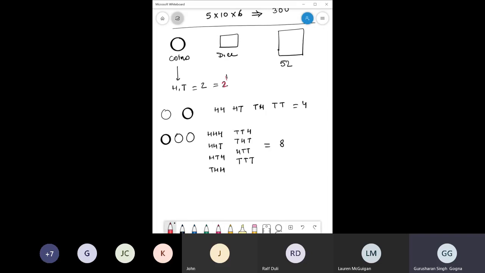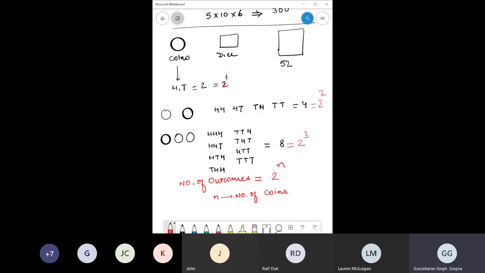2 to the power 1. 4 I can write down as 2 to the power 2, and 8 I can write down as 2 to the power 3. So in case of coins, the number of outcomes you can directly find out using this formula as well, which is 2 to the power n. N means the number of coins you flipped.